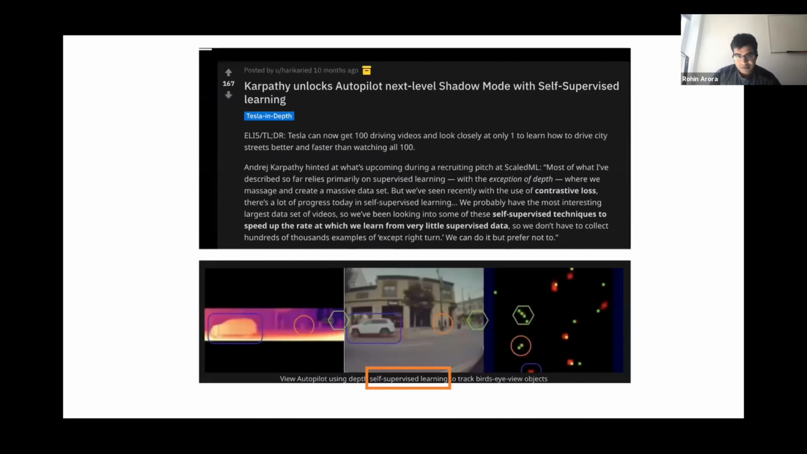Also, just 2 days ago, I saw this old blog post in which Tesla Autopilot is using self-supervised learning for their vision and perception. So self-supervised learning is really being used in production already. And one of the key algorithms driving all of it is what we'll be discussing today. So hope you are excited about it.